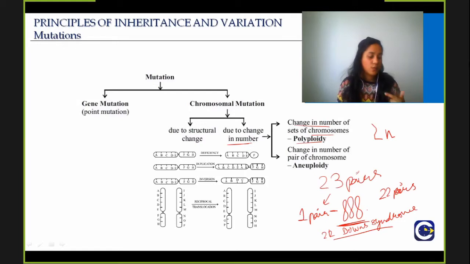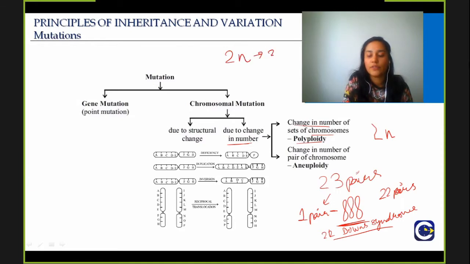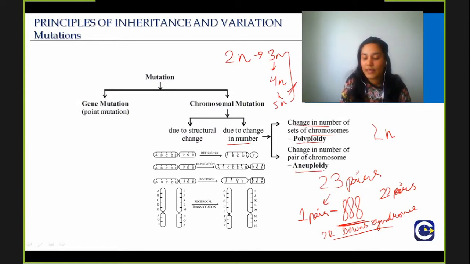What is polyploidy? What is aneuploidy? Polyploidy is when a normal organism, let's say, is 2n, it will become 3n. It will become 4n. It will become 5n. Such conditions are very common in plants. In humans, it doesn't exist. And aneuploidy is when there is change in number of a pair of chromosomes. Like this, normal are 22 pairs, one is changing. Is this clear? And tomorrow's class, we will see more examples of polyploidy and aneuploidy, and then it will become completely clear.